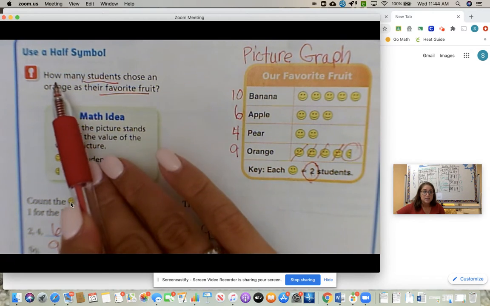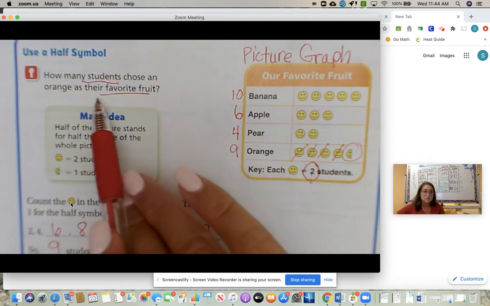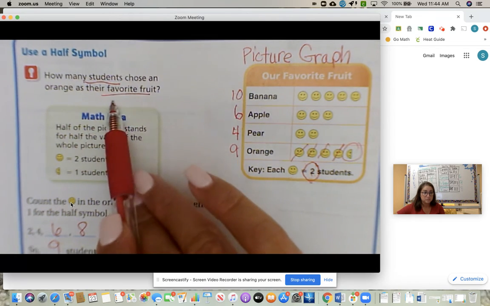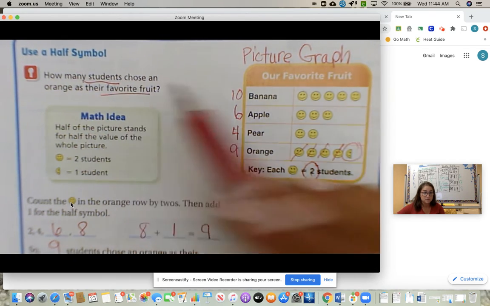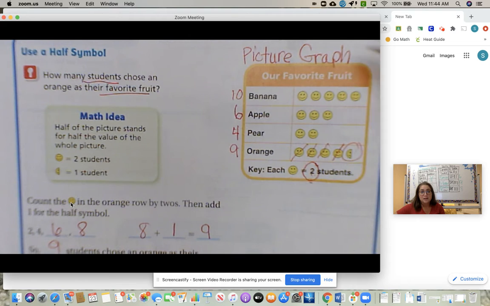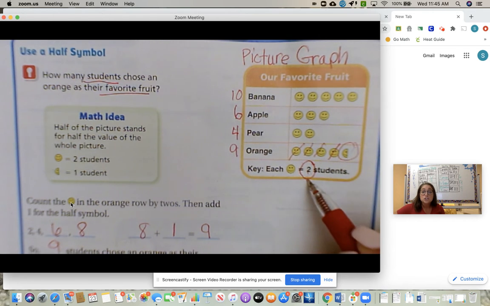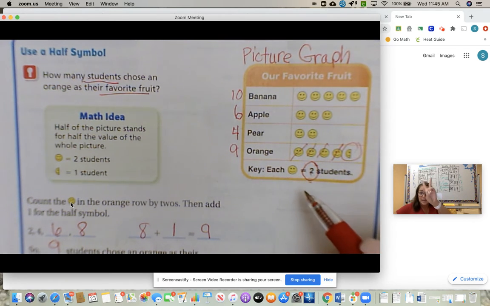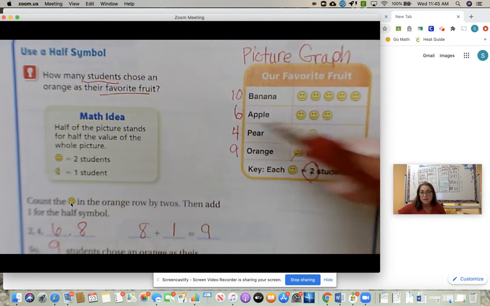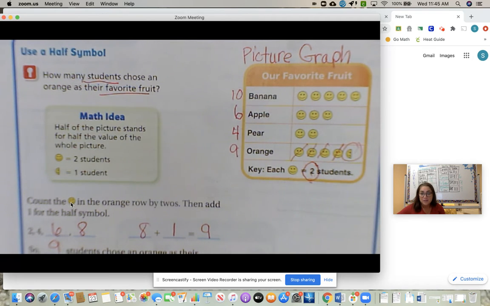All right, how many students chose an orange as their favorite fruit? That is our question, so we're talking about favorite fruit. This is our picture graph. I labeled it picture graph. We go to our key. Each smiley face is 2 students. This is very important. It is not 10 anymore. It is not 5. It is 2. So you are skip counting by 2. Again, we label it right away so we don't make any beautiful oops.